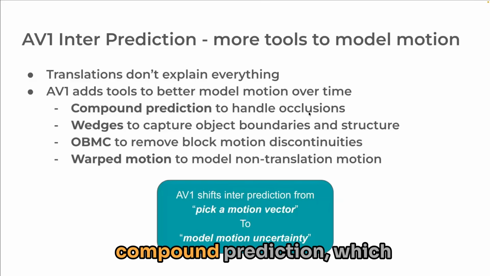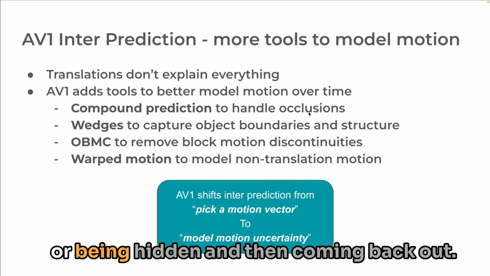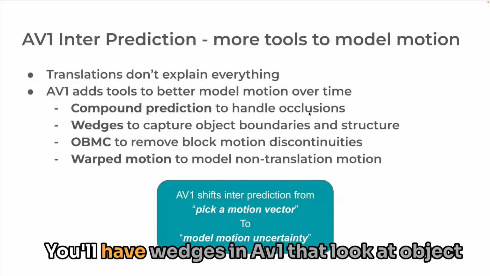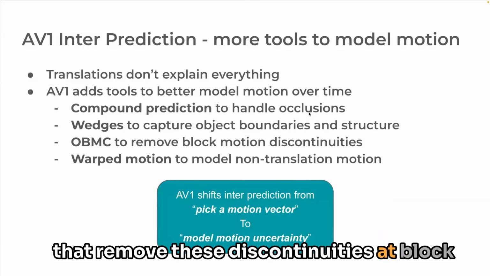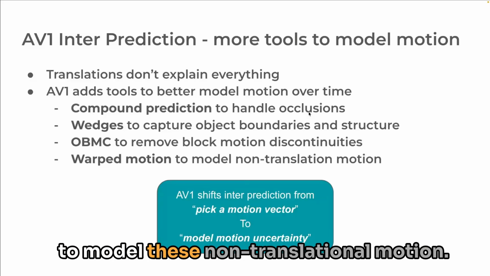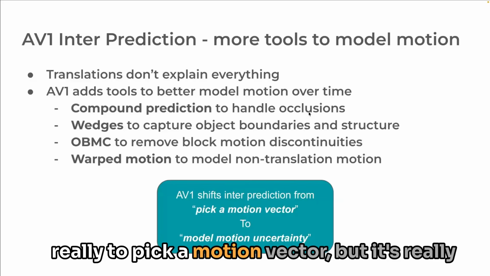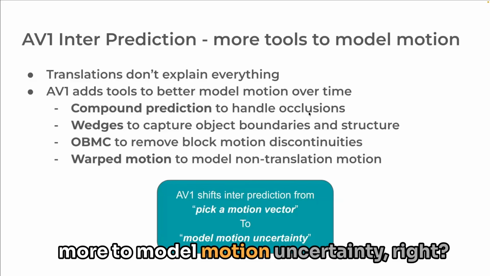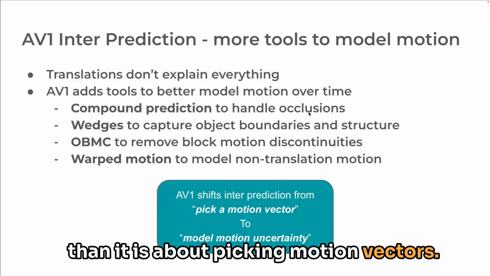So you can have things like compound prediction, which will help you handle occlusions, objects that are going behind one another or being hidden and then coming back out. You'll have wedges in AV1 that look at object boundary and the structures. You'll have overlapping block motion compensation that will remove these discontinuities at block edges. And you also have a warp motion mode to model these non-translational motions. What you need to understand is in AV1, it's not really to pick a motion vector, but it's really more to model motion uncertainty, right? So it's a lot more about motion modeling than it is about picking motion vectors.